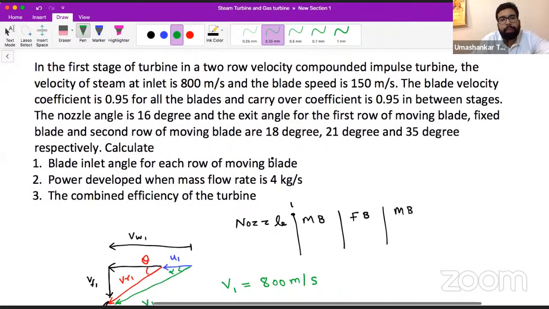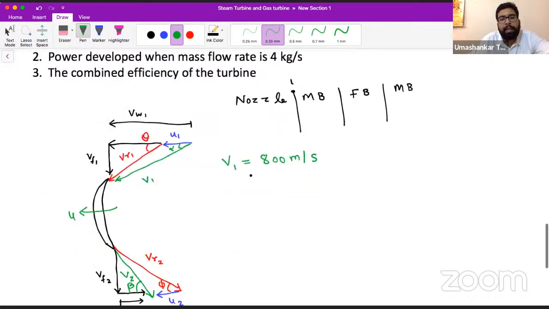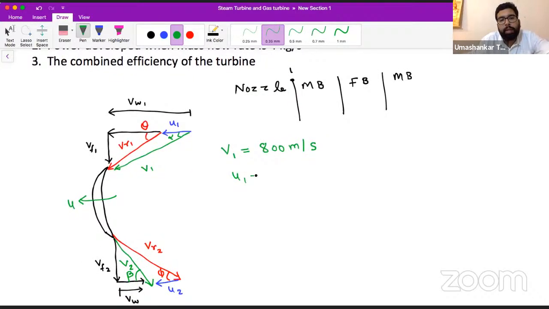Okay, this is V1, entry to the moving blade. The blade speed, U1 and U2, is given to be 150 meters per second. In velocity compounded, the rotor speed we keep constant.